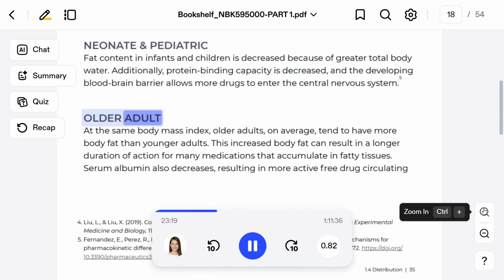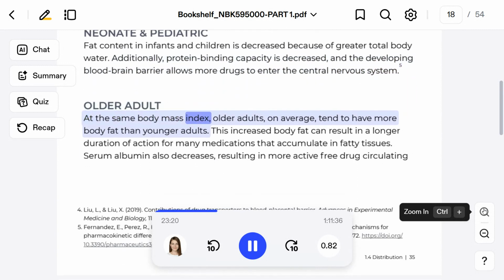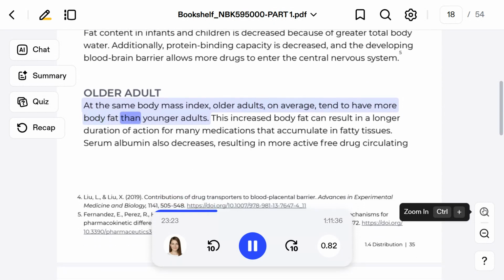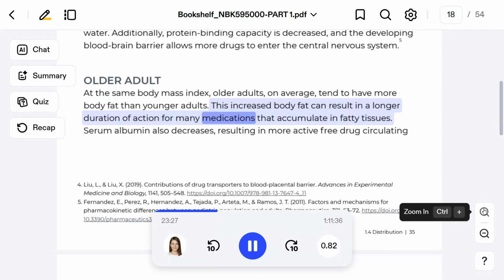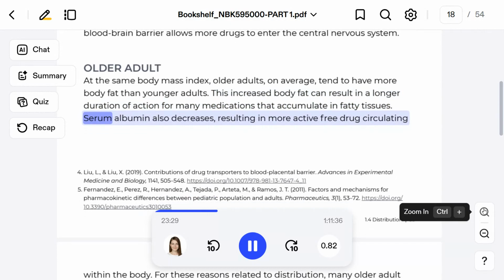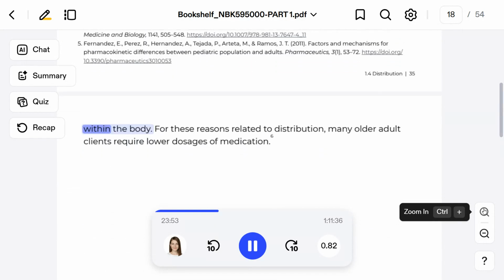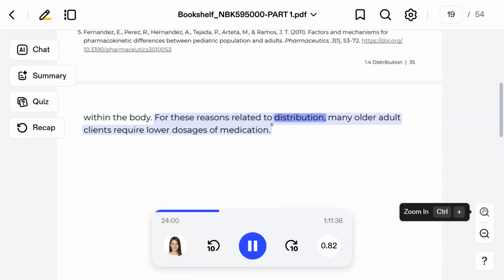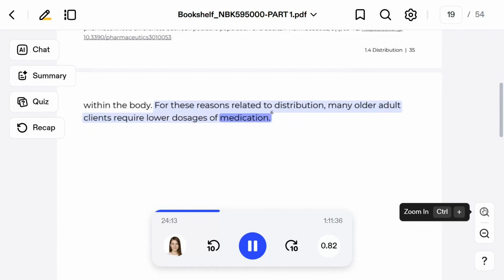Older adult. At the same body mass index, older adults, on average, tend to have more body fat than younger adults. This increased body fat can result in a longer duration of action for many medications that accumulate in fatty tissues. Serum albumin also decreases, resulting in more active free drugs circulating within the body. For these reasons related to distribution, many older adult clients require lower dosages of medication.